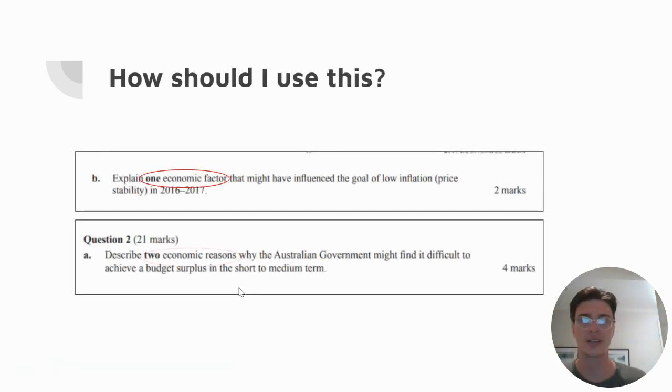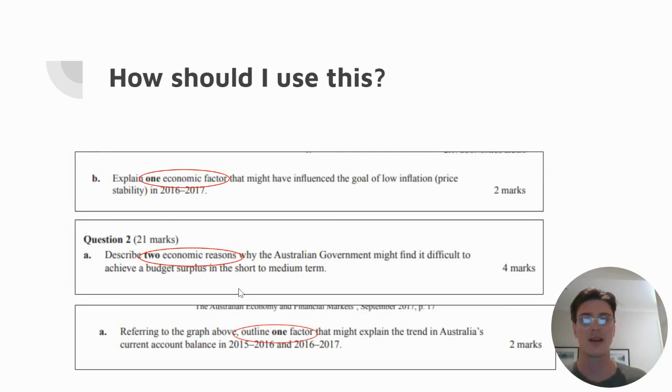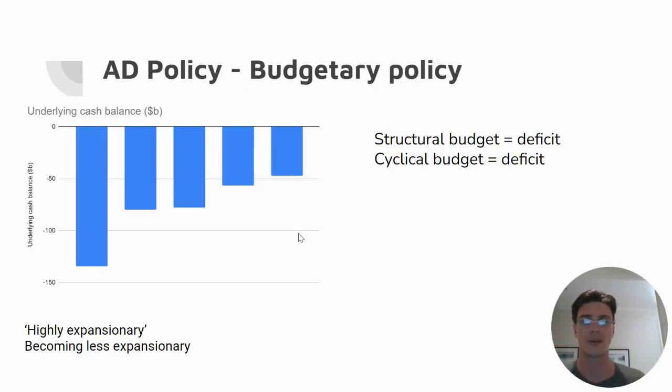Again, there's a couple more questions here. Now, these ones are not asking you specifically for what happened in the economy. They're more general. They say what might have influenced the goal of low inflation, two reasons that the government might find it difficult, outline one factor that might explain the trend. If I was doing the exam, I would still use contemporary factors because I just think it looks better. But if you can't think of a contemporary factor in this case, you can just use one in theory.